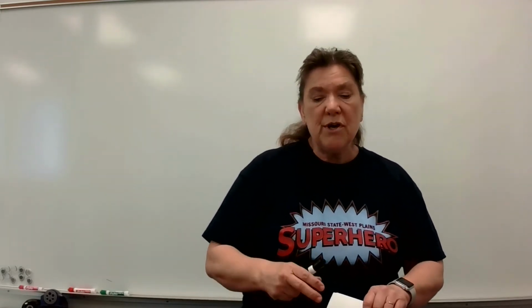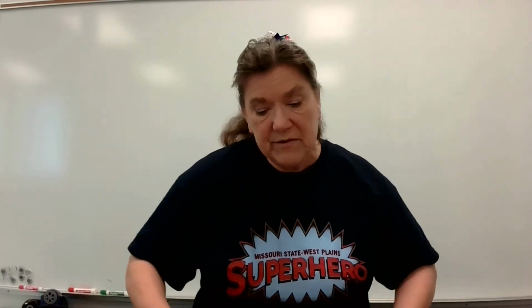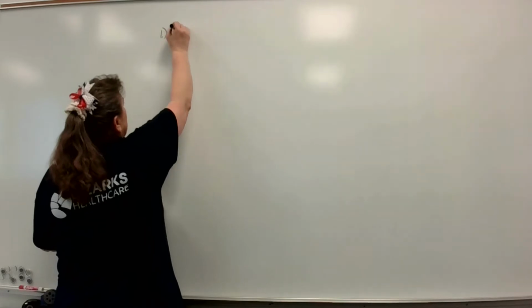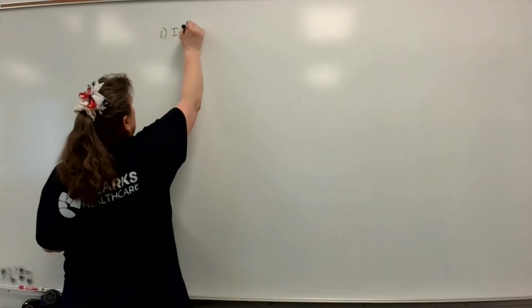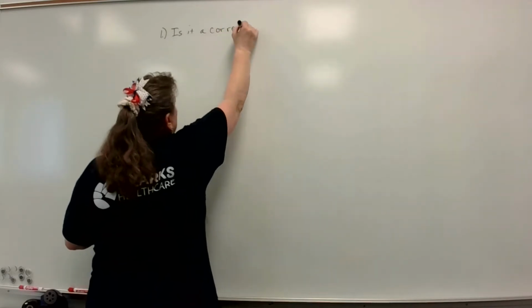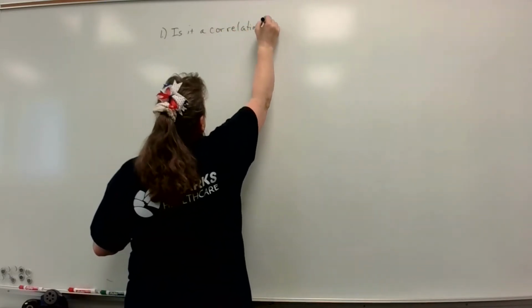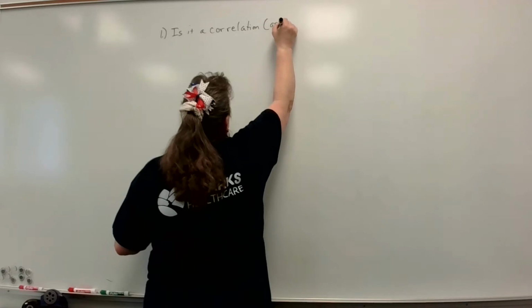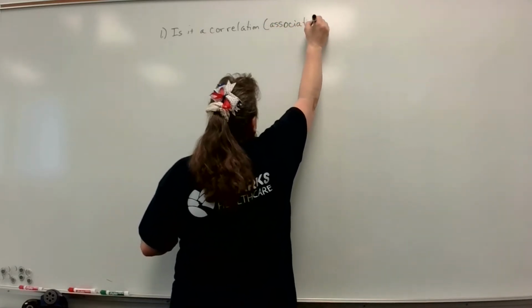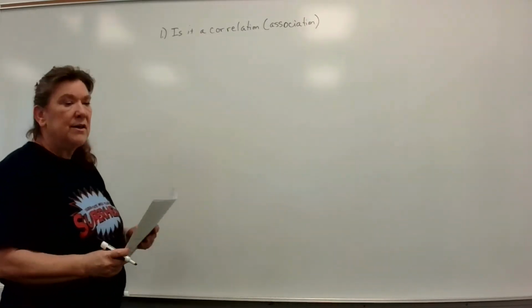So remember we talked about in correlation that there are some questions that we have to answer. So I'm going to start with that and review what those questions are. The very first question you have to ask yourself is it a correlation or an association? Because they may use that term as well, okay? So how do we know if it is a correlation? How do we tell this?